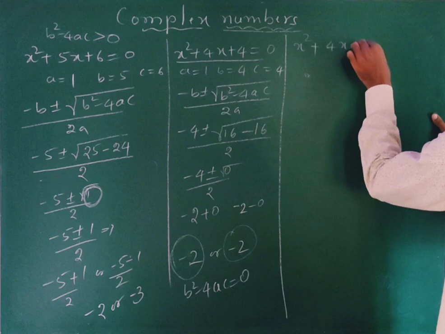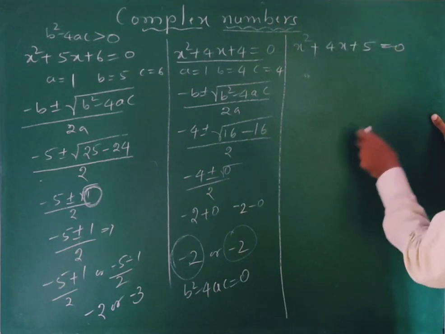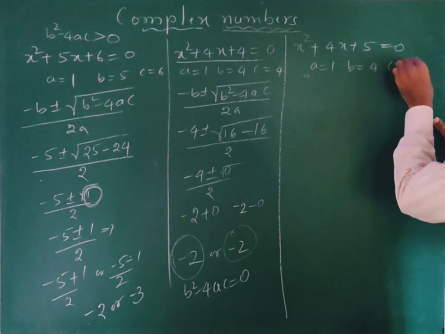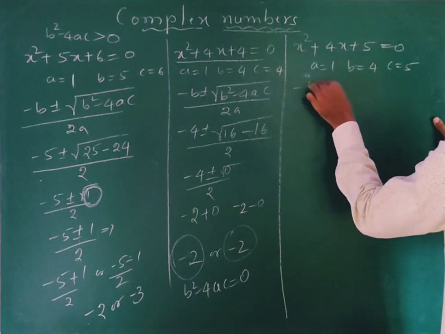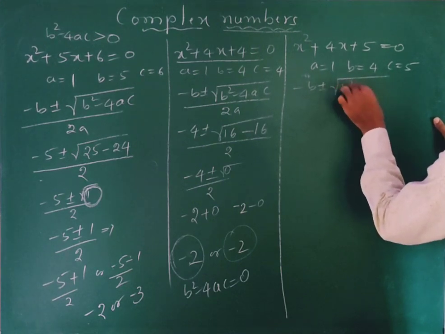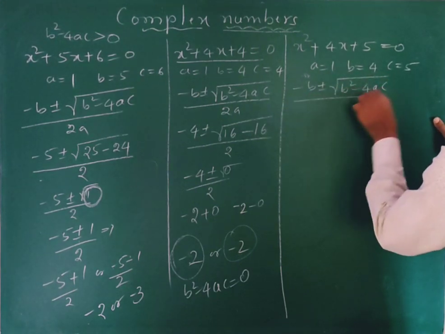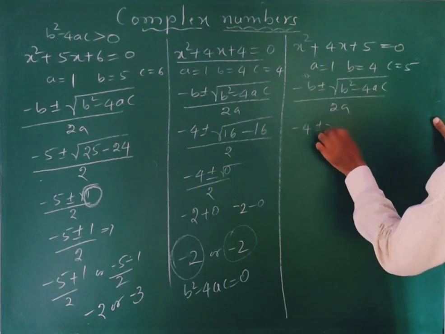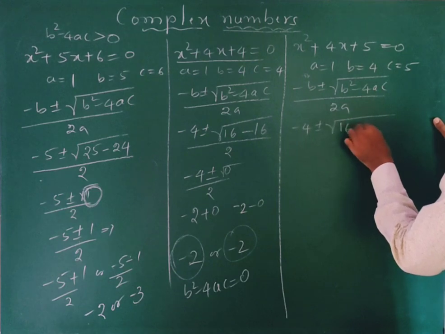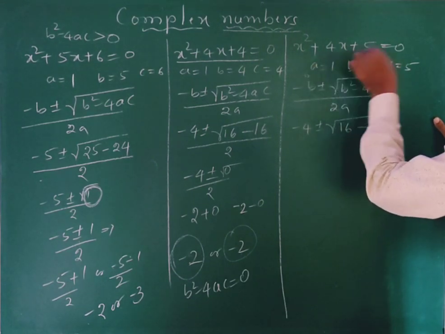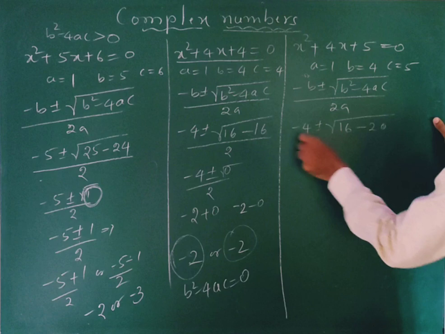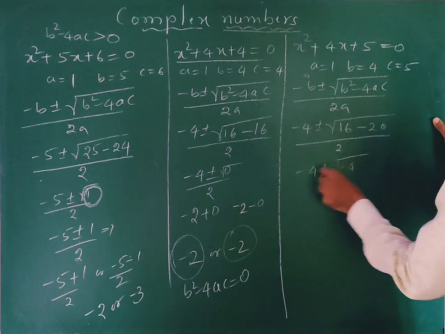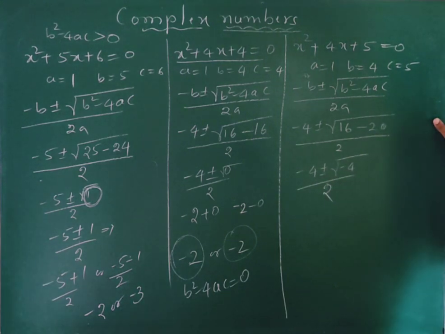Next, finally, we come across our major example of this chapter, that is complex numbers: x square plus 4x plus 5 equals to 0. Here a equals 1, b equals 4, c equals 5. Therefore minus b plus or minus under root of b square minus 4ac upon 2a. Now substitute the values. Minus 4 plus or minus under root of b square, which is 16, minus 4ac, 4 1s are 4, 4 into 5 is 20, upon 2. Therefore minus 4 plus or minus under root of minus 4 upon 2.